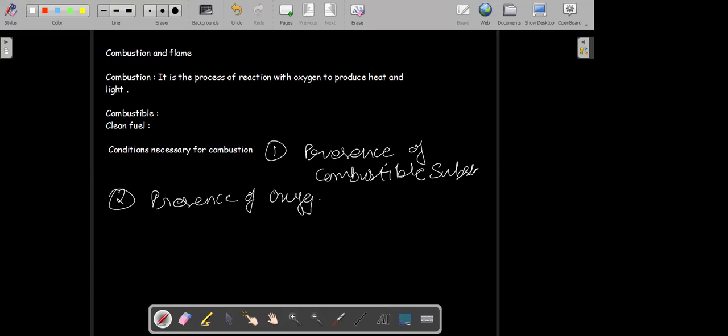Sir, I have a doubt. Sir, ignition temperature means room temperature only, sir? Ignition temperature means the minimum temperature at which the fuel catches fire. The minimum temperature which should be reached for a fuel to catch fire, that we call the ignition temperature. So all these are the necessary conditions for combustion to take place.